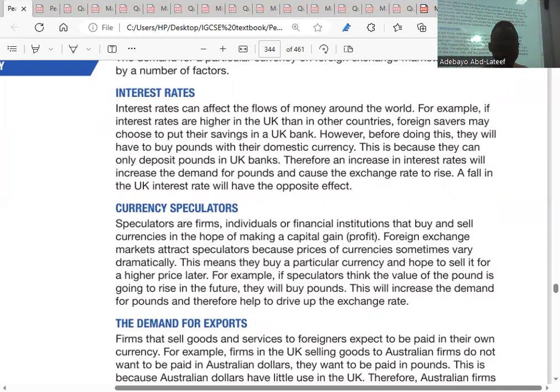Not facts. So here they said speculators are firms, individuals or financial institutions that buy and sell currencies in the hope of making capital gain. That means they want to make profit. So you are making investment right now because you are hoping that in the future, prices of whatever you bought now are going to increase. These are who speculators are. They make investment now, hoping that in the future they're going to make capital gain, which is profit. That's another reason why the demand, or why the exchange rate, might rise.